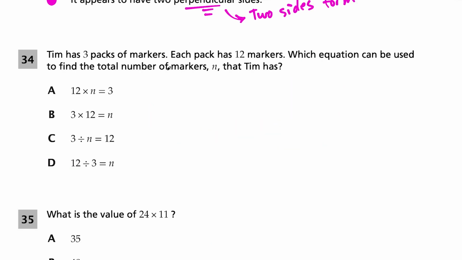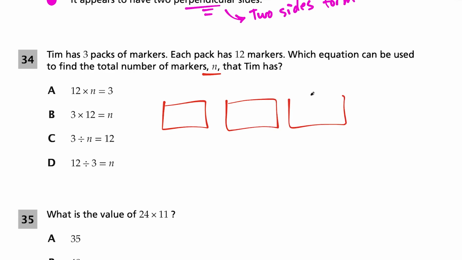Question 34, Tim has 3 packs of markers and each pack has 12 markers. Which equation can be used to find the total number of markers n that Tim has? For questions like this, it helps to draw this out. So if Tim has 3 packs of markers, so here are the packs of markers, and each pack has 12 markers, we could use this visual display here to set up our equation to find the total number of markers n that Tim has. So here, notice that if each pack has 12 markers and there are 3 packs, we could do 12 plus 12 plus 12 to find the total number of markers n.